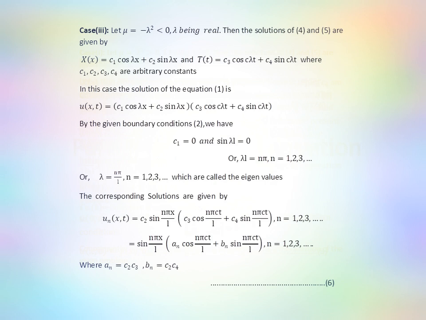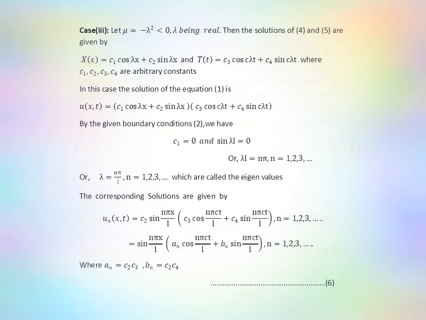Next, a more interesting case. Let mu equal to minus lambda square, which is greater than 0, lambda being real. Then the solutions of equations 4 and 5 are given by capital X of x equal to c1 cos lambda x plus c2 sin lambda x, and capital T of t equal to c3 cos c lambda t plus c4 sin c lambda t, where c1, c2, c3, c4 are arbitrary constants.